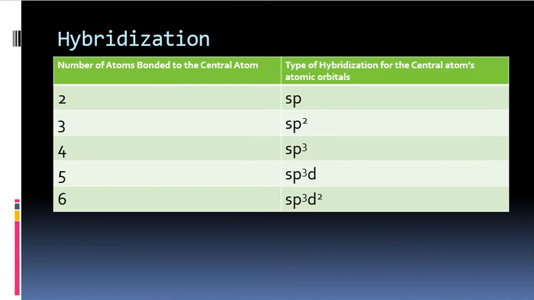And in the case of an atom that is bound to 6 different atoms, that central atom will need to form sp3d2 hybridization, effectively hybridizing its s, each of its p, and 2 of its d atomic orbitals.